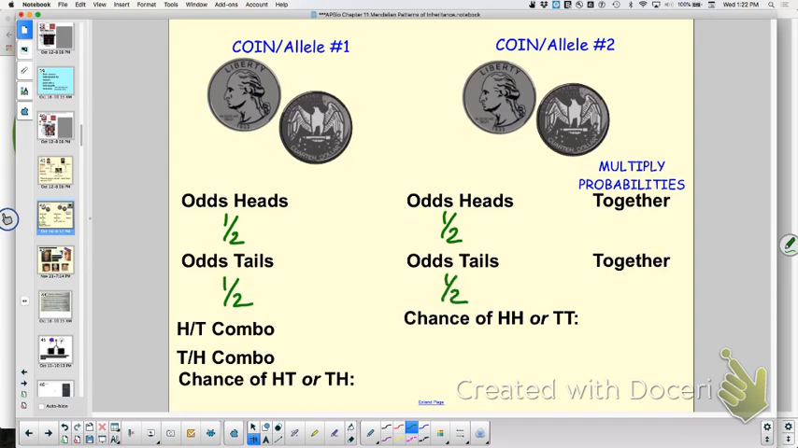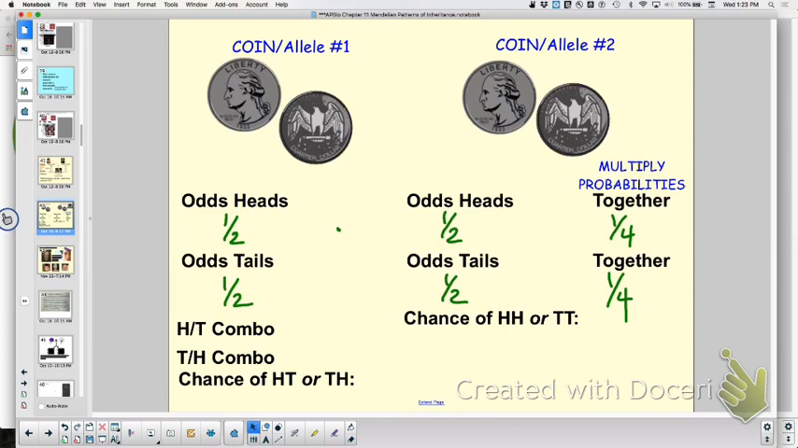Now, I've got a coin in each hand. I'm flipping them at the same time. Catching them. Okay? What are the odds that I get 2 heads? 1/4. How did you get that? Because you multiplied the probability of this coin with that coin. 1/2 times 1/2 is 1/4. Probability I get 2 tails? 1/4. Okay, good job.